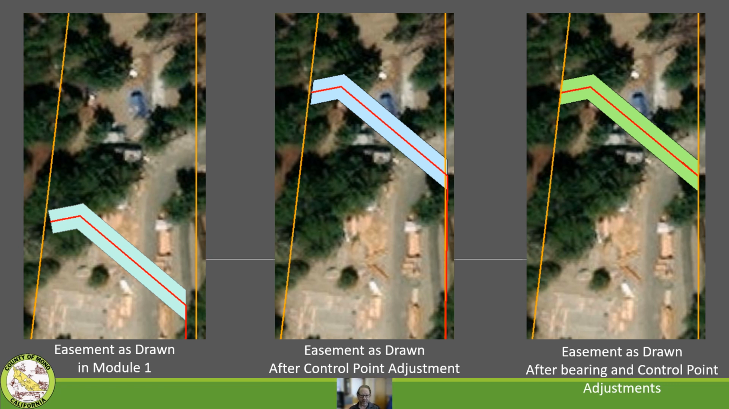And after redrafting the easement based on the actual location of the PLSS corner that we found in the field, we noticed that the easement doesn't quite fit within the parcel lines. So in this module, we're going to talk about how to adjust those bearings so that when we do draft it, it fits nicely, like you see in the image on the right.